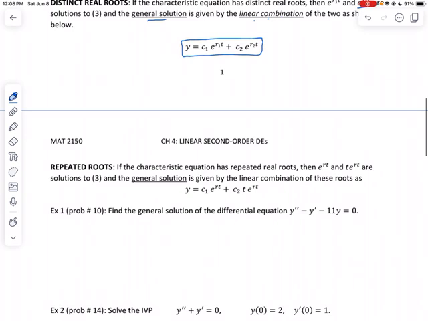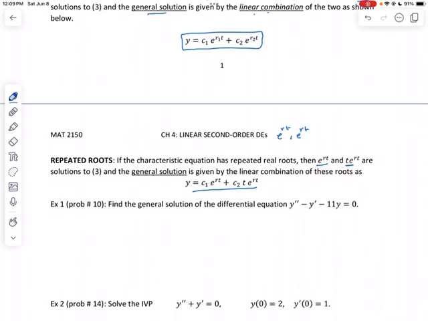Now if you have repeated roots, it means your solutions are e to the rt and e to the rt. It doesn't make sense to make a linear combination of these two, because you can just add the same terms. You just get a number times e to the rt, but you should have two separate things in order to make the linear combination. So what we do is take one solution as e to the rt, but the other we take as t times e to the rt. So our general solution will look like this: c1 e to the rt plus c2 t e to the rt. Do not forget to include the t there.